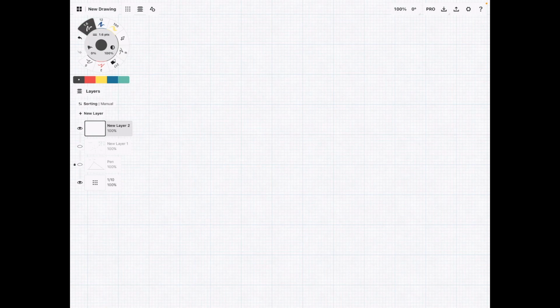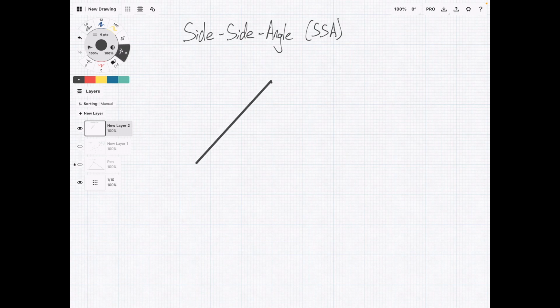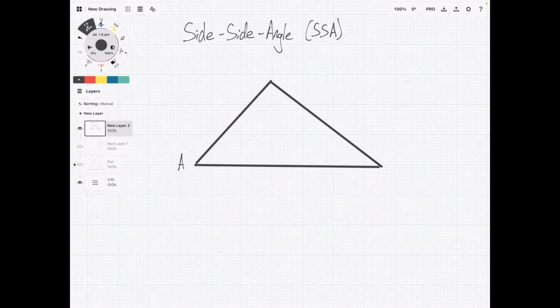You'll encounter two types of problems that you'll solve with the law of sines. The first type of problem that we're going to look at is a side-side-angle problem, or SSA. As the name suggests, in these kinds of problems, you'll be given the value of two sides and a single angle. Then you'll be expected to solve for the missing values.